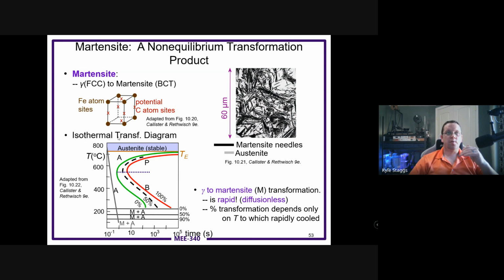So in order to reach that martensite exclusively, you have to go from very high temperature in pure austenite all the way down to below a couple hundred degrees within, on the order of, 1 to a max of a couple of seconds. So it has to be very, very fast.